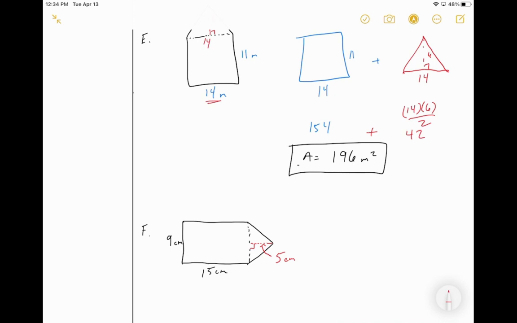Okay, here we go. So two shapes, right? Rectangle and triangle. And I'm going to draw the triangle straight up and down because it helps me. This is 9 and this is 15. Okay, multiply 9 times 15 in your calculator, and I get 135.